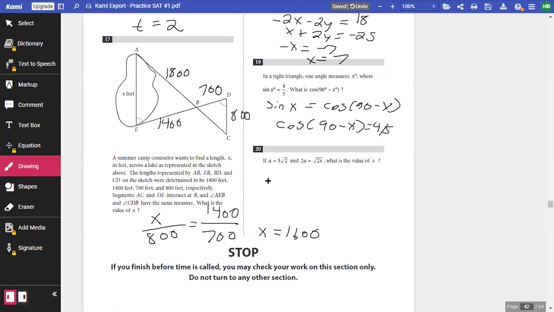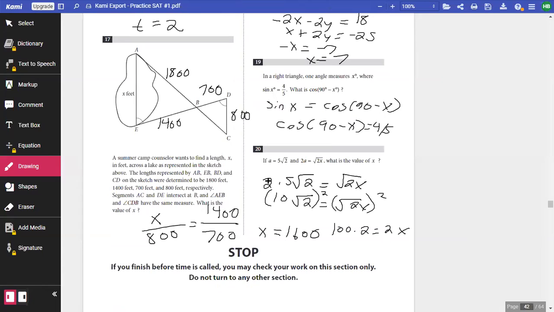And then for the last one, you plug in A, so 2 times 5 rad 2 equals rad 2x. You can simplify the left side. And then to get rid of the square root, square both sides. So on the left side, you get 100 times 2. And on the right side, you get 2x. And then divide by 2 on both sides, and you get 100 equals x.